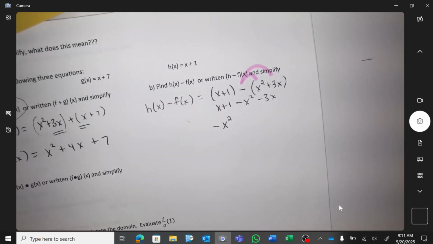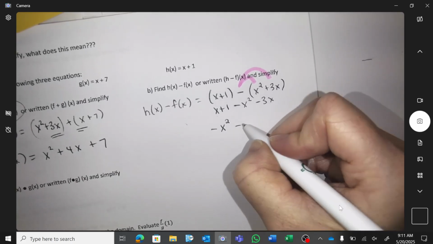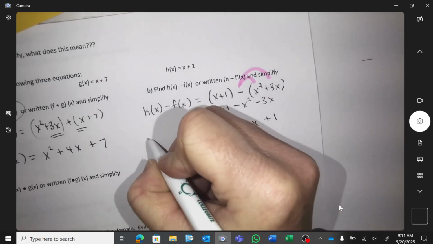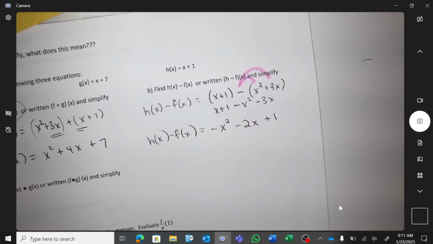negative x squared. I like to write the boss first. X subtract 3x together. And you have to always remember to give me that title at the start. Okay, so that's again what simplify means: distribute, collect.